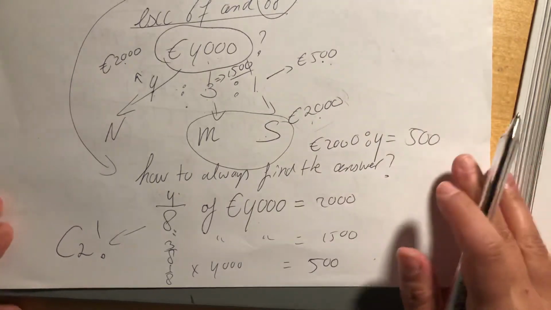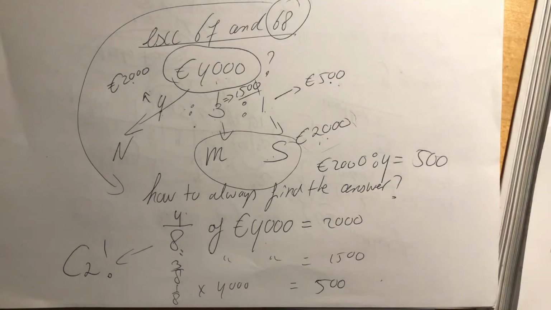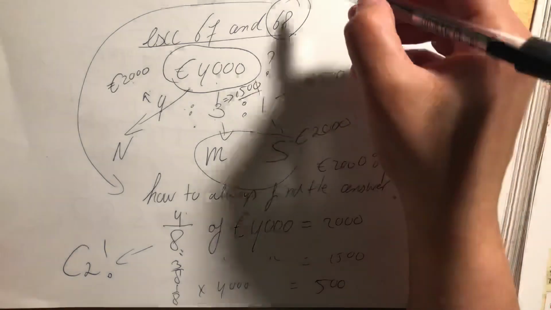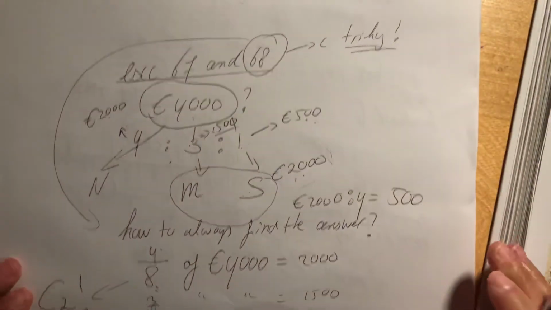Done. That is how you can approach exercises like 67 and also 68. And of course, 68 gets more difficult because 68C is tricky because there's a difference given. Figure it out, guys.